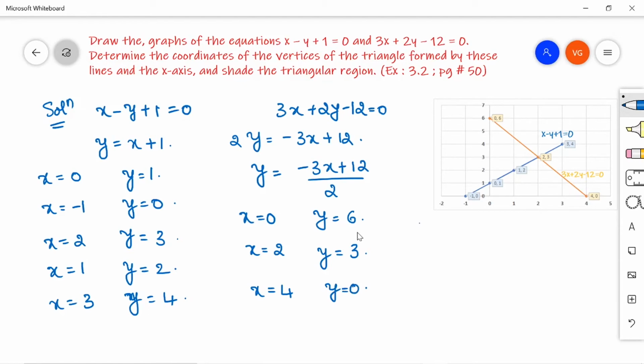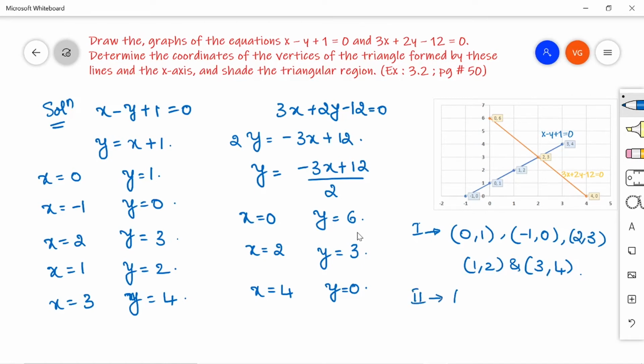The points that satisfy the first equation are (0, 1), (minus 1, 0), (2, 3), (1, 2) and (3, 4). Similarly, for the second equation, the valid points here are (0, 6), (2, 3) and (4, 0).